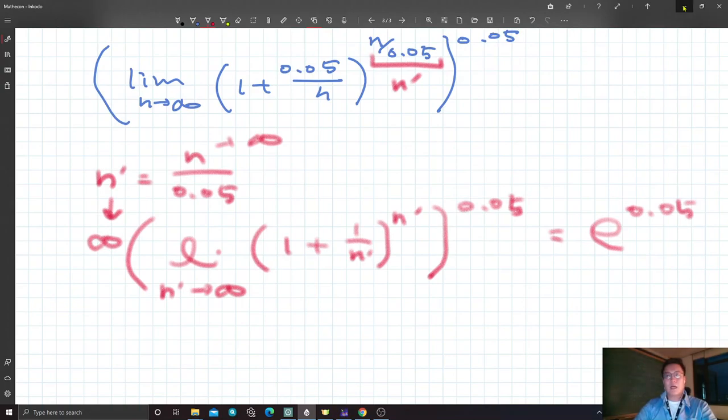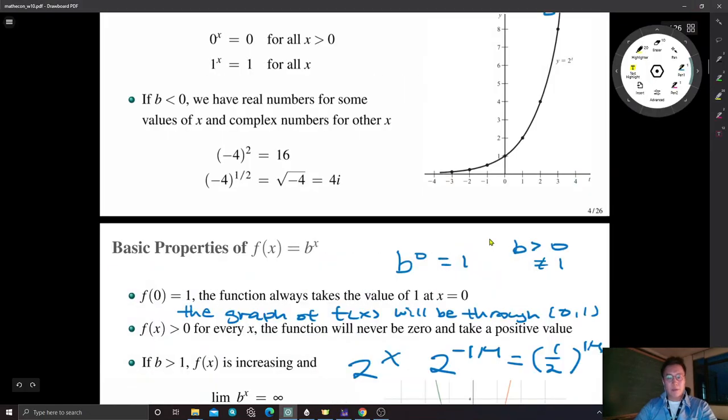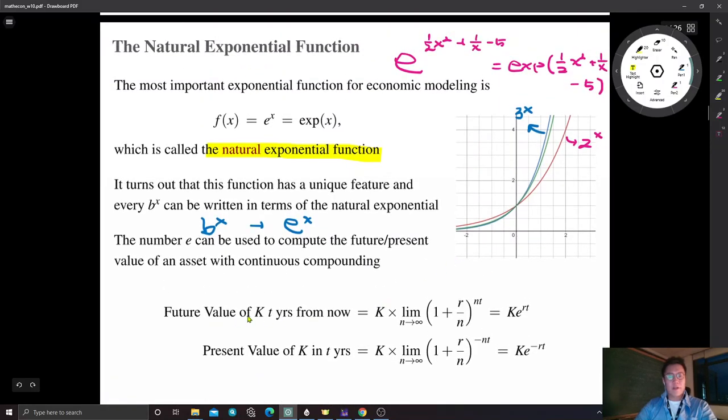Alright, so with this method of evaluating this kind of limit, now let's think about the future value formula. Future value of k, t years from now, when interest is compounded continuously, the general formula is going to be this. We take the limit as n goes to infinity. Then you can easily check that with the same method, this converges to k e to the power rt.